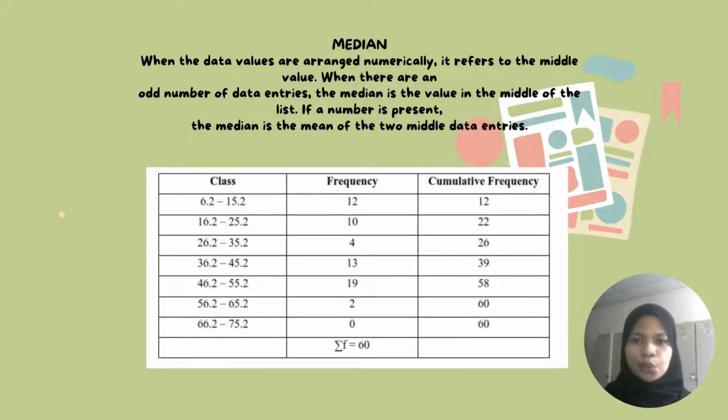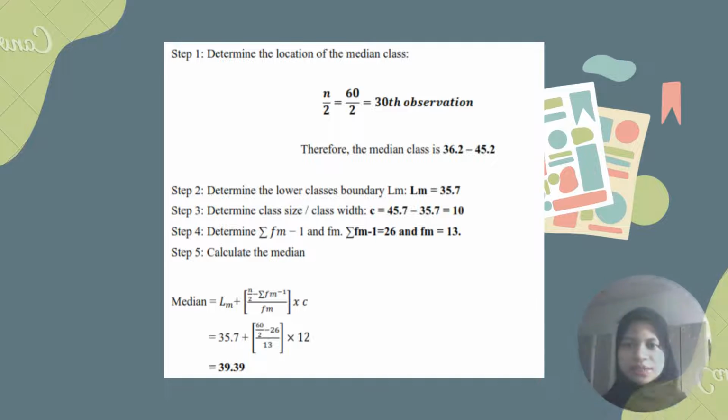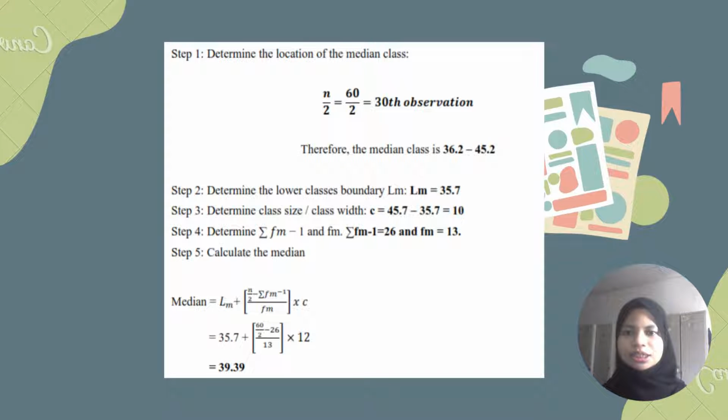Next, median. When the data values are arranged numerically, it refers to the middle value. When there is an odd number of data entries, the median is the value in the middle of the list. If an even number is present, the median is the mean of the two middle data entries. There are 5 steps to calculate the median. Step 1 is to determine the location of the median class. The formula is n divided by 2 equals 60 divided by 2 equals 30 observations. Therefore, the median class is 36.2 until 45.2.